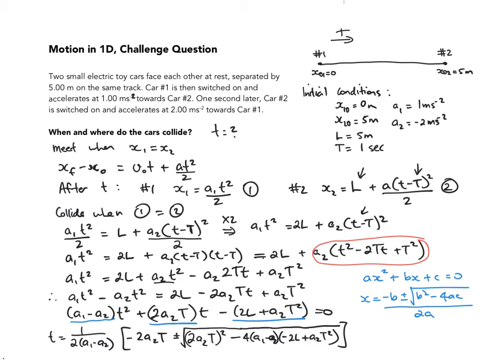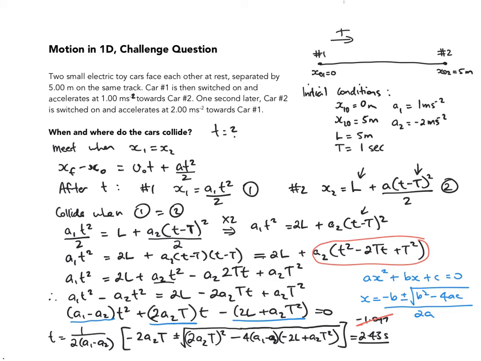We can put our values in for that. We know a1, we know a2, we know capital T. We know L. We can put that all in. We sub it back in, and we get two answers. I won't bore you with that. You can just put those values in for yourself. You'll get 2.43 seconds. You'll also get an answer that's minus 1.097 because it's a quadratic, but we can't use that one obviously because it's negative time.